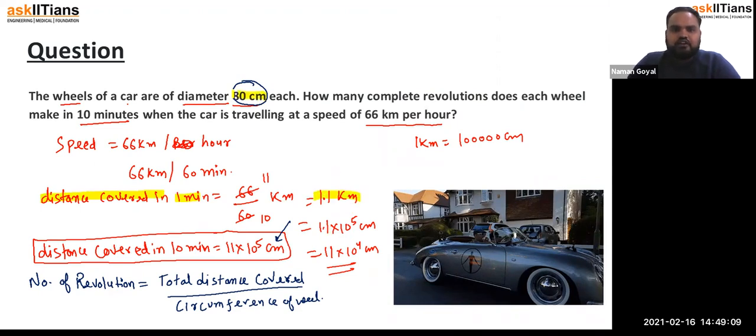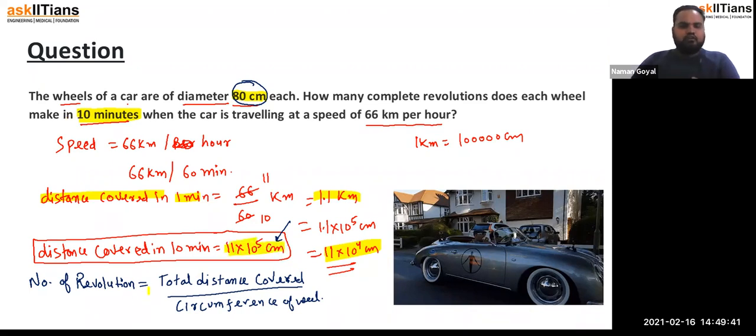Now the diameter is given in centimeters, so we have to convert both to the same unit. Either you convert the diameter into kilometer, or you convert the distance traveled in kilometer into centimeter. So I just convert this distance into centimeter. This distance, 11.11 into 10 raised to power 4, is the distance covered in 1 minute. Now in the question, it is given that for 10 minutes you have to calculate. So we have to multiply the distance by 10. So it will be 11 into 10 raised to power 5.